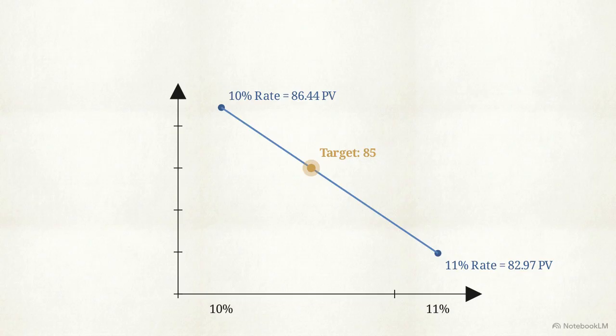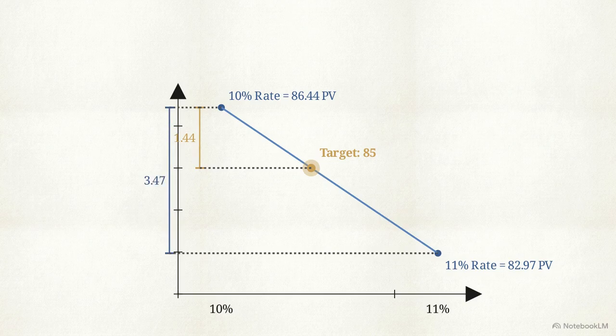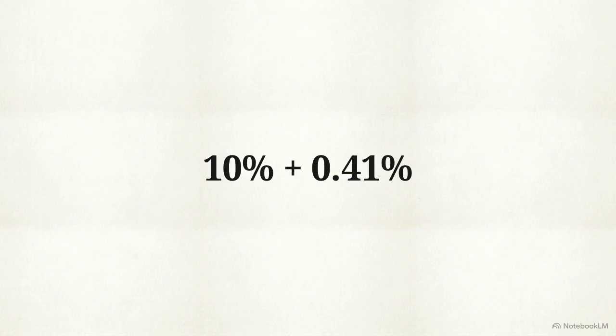We take the partial distance from the top rung to our target, which is 1.44, and divide it by the total distance between the two rungs, which is 3.47. Divide 1.44 by 3.47, and we get 0.41. Add that back to our base rate of 10%, and we arrive at the exact post-tax cost, 10.41%.